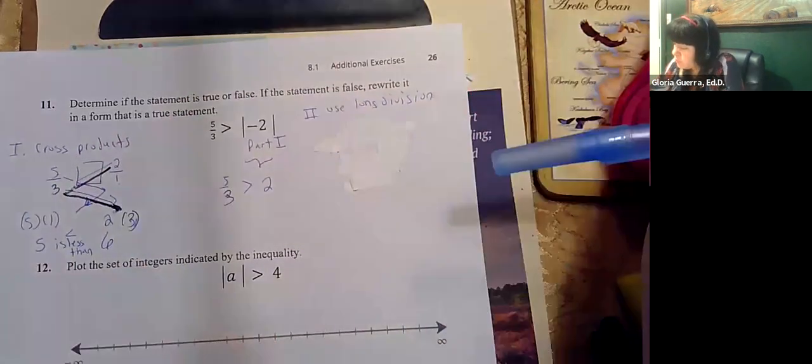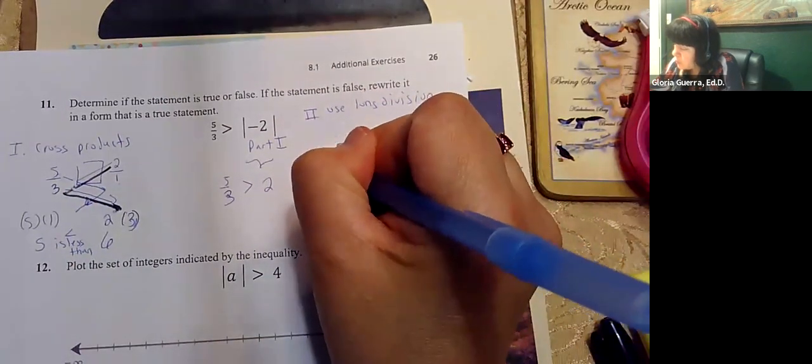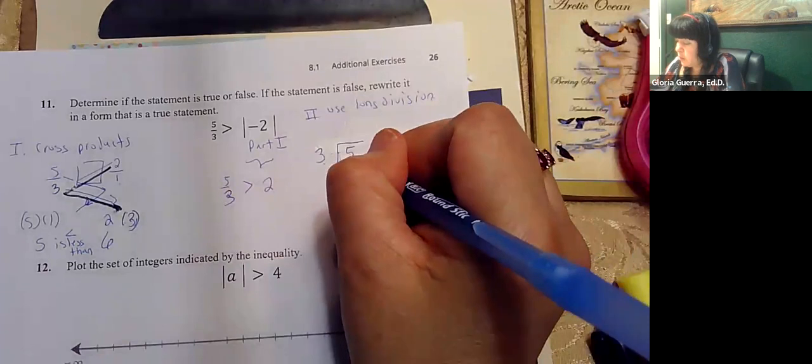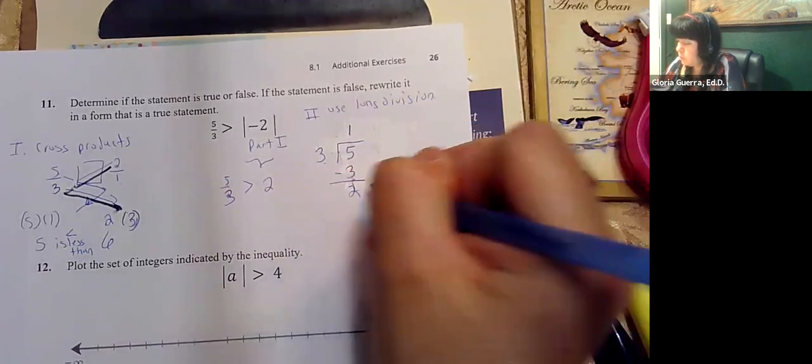Doing long division. 5 divided by 3. Okay, so the numerator goes inside the house. 3 goes into 5 one time. 3 times 1 is 3. 5 minus 3 is 2.